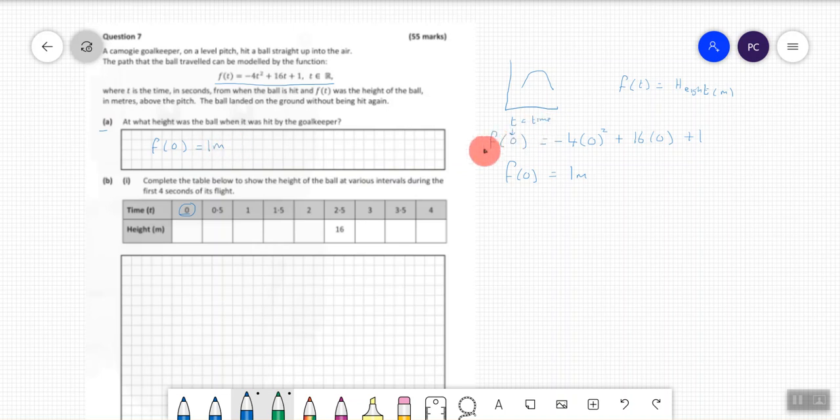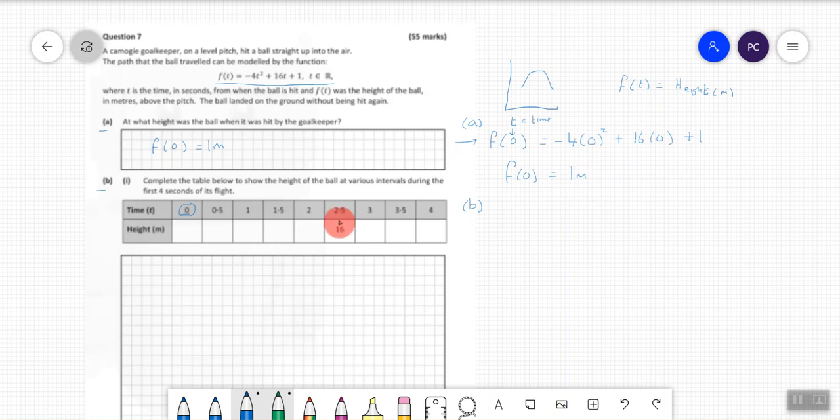Now, it's important that you show this calculation, this workout, and not just write in the answer. You want to show how you've actually worked it out. Then the next part is we need to fill out this table. Complete the table below to show the height of the ball at various intervals during the first 4 seconds of its flight. So this is A, and we want to move on now to part B.